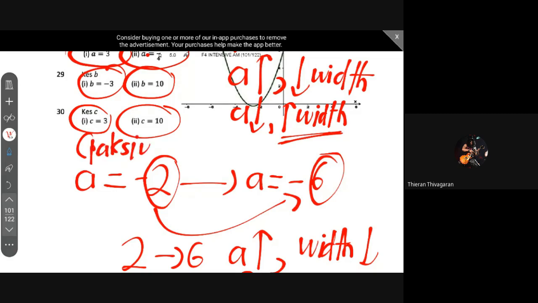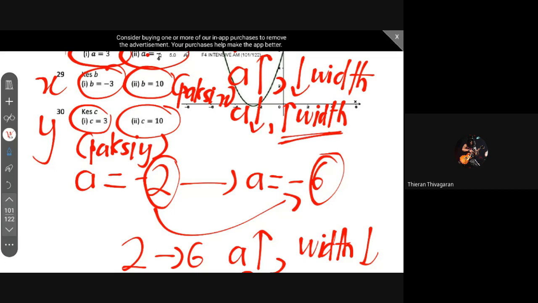B dan C ni sebenarnya bertentangan. The values of B and C are opposite information. B involve the movement of graph along x-axis. Pada paksi X, nilai B itu mempengaruhinya. Tapi nilai C mempengaruhi perubahan graf atas atau bawah, up or down. Okay, so B is always related to X, C is always related to Y. Okay, can you understand guys? Boleh faham?